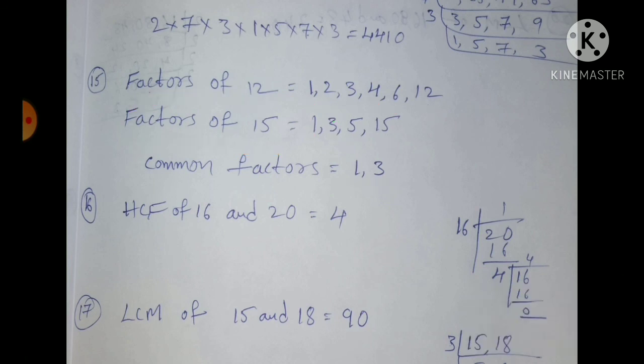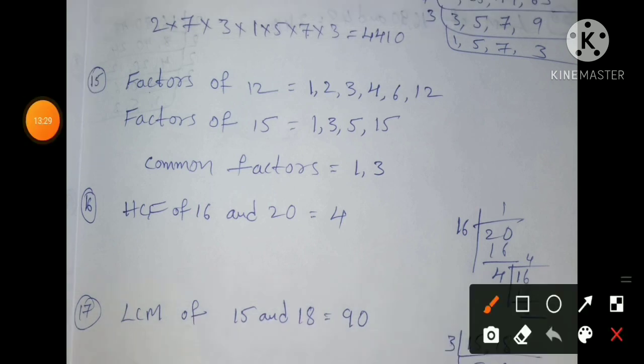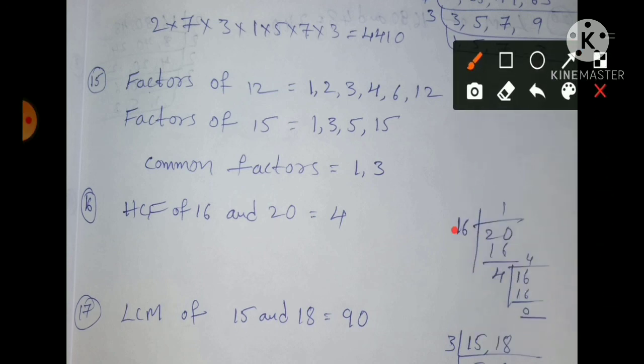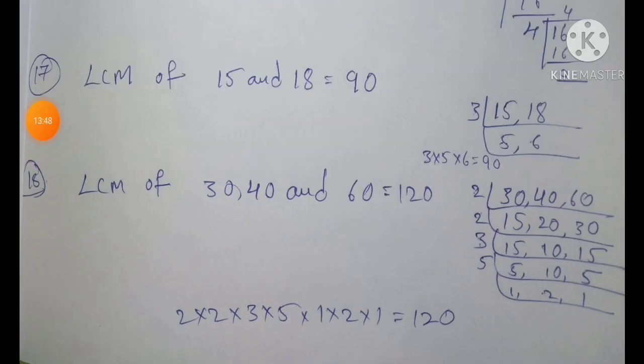Next, HCF of 16 and 20 is nothing but 4. 16 ones are 16, 4 4s are 16. So HCF is 4. Then next, LCM of 15 and 18 is 90. The next question, find the LCM of 30, 40 and 60 is nothing but 120. Here is the process. See the process.